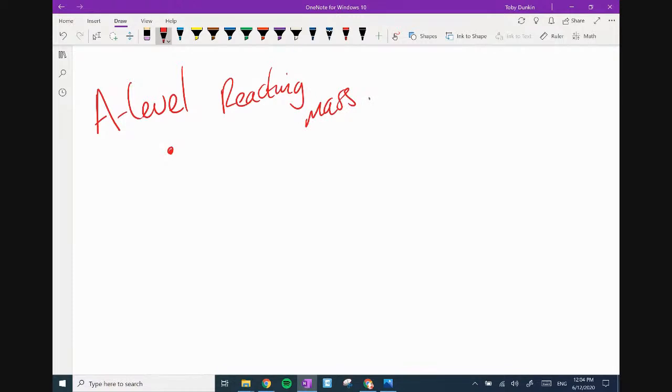Reacting mass. Number 1, write the equation that you will need to do. Write the equation, and don't forget to balance. It's usually the mistake.